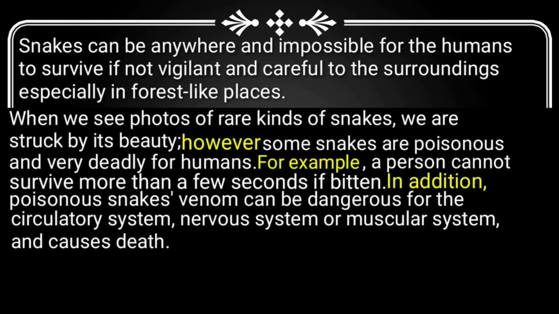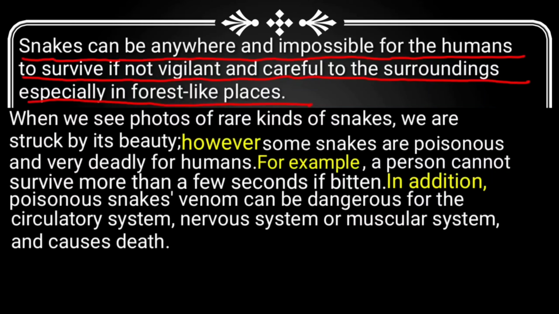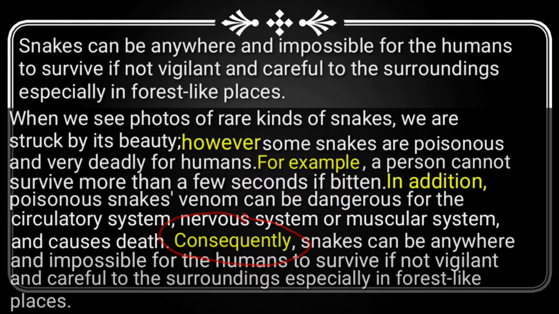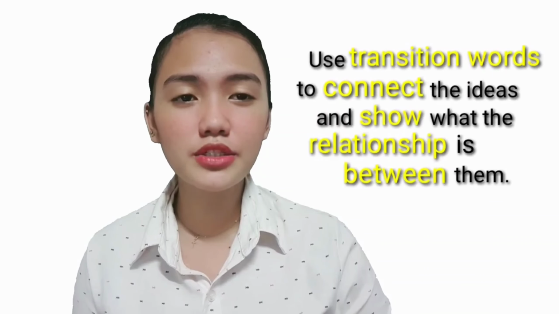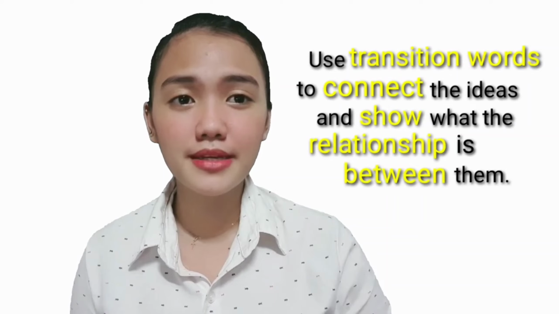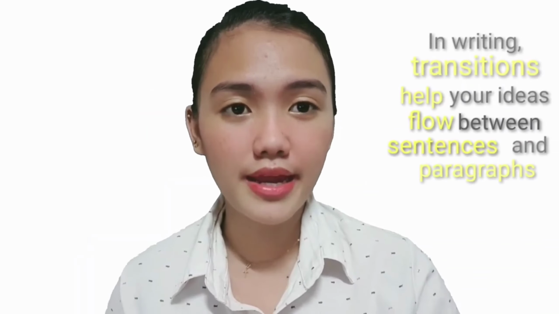The last idea shows the consequences of all of the above information. So, how about this? Perfect. Do you see how these transition words work? You get ideas that are related and use transition words to connect the ideas and show what the relationship is between them. Transition words are very useful in writing.